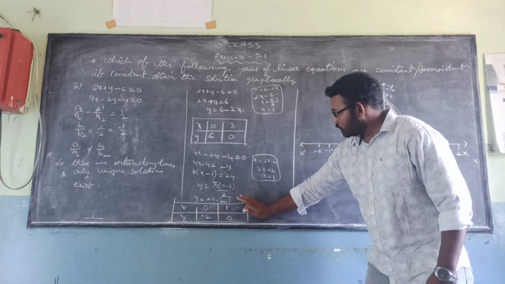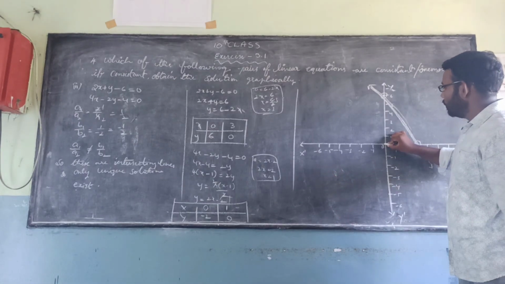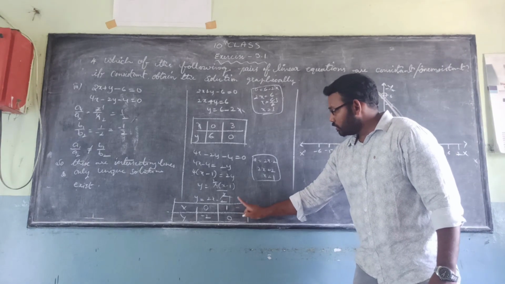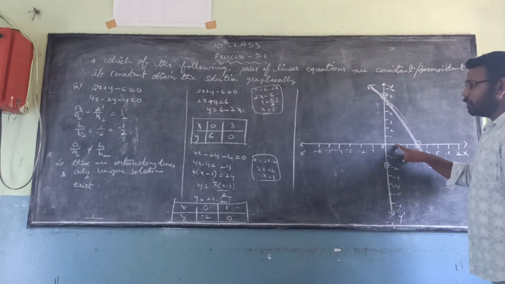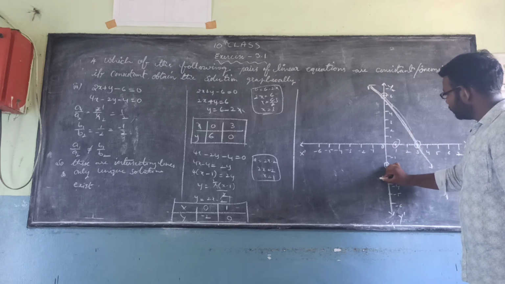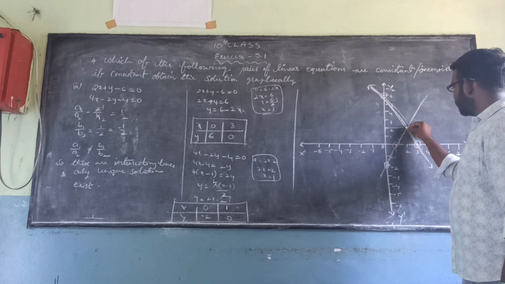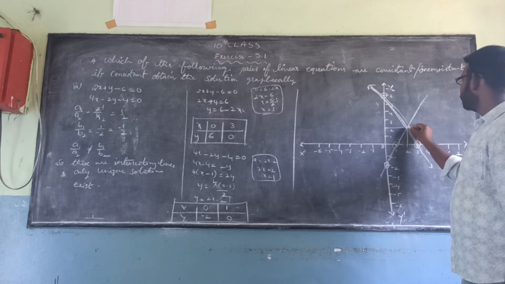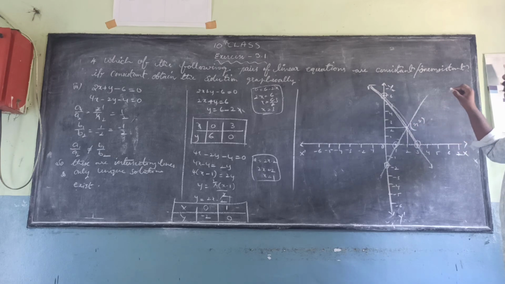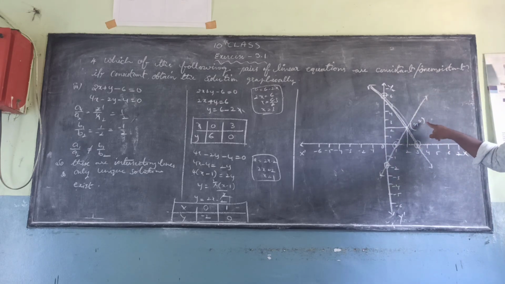So now for this equation, if x is equal to 0, y is equal to minus 2, the point exists here. Now if x is equal to 1, y is equal to 0, so the point exists here. If you draw that, here the point is 2, 2. So these lines intersect at the point 2, 2.